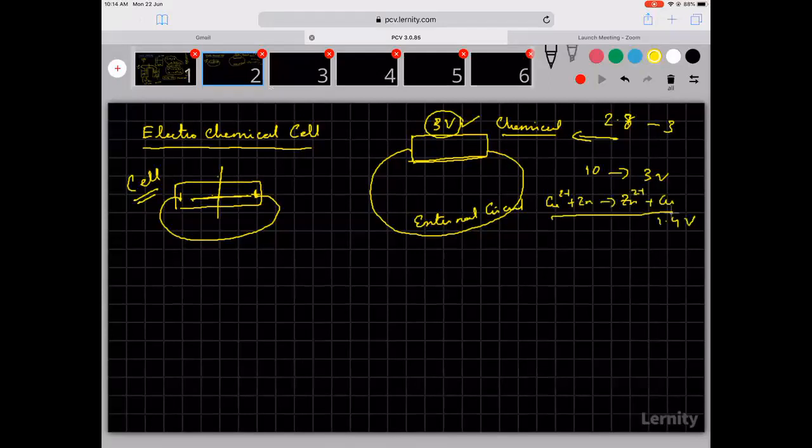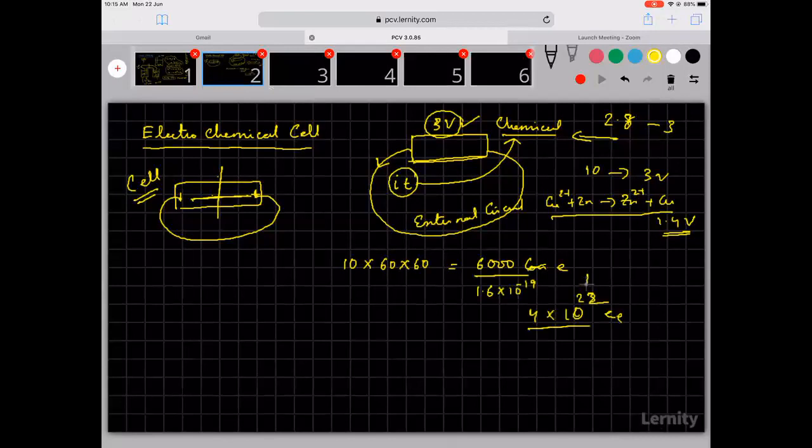So if I have a battery which will last 10 ampere hours, that means there is enough chemical for that battery to give 10 amperes of current for 1 hour. That means 10 ampere into 60 minutes into 60 seconds. That means there is so much charge moving, that is 36,000 coulombs. And 36,000 coulombs divided by 1.6 into 10 power minus 19 gives the number of electrons. I'm just showing you some calculation. So this will become approximately 4 into 10 power 22 electrons going from one side. That means if you have a little less than 1 mole of the substance, this is happening. So I can do calculations and make sure that I have a battery with the required chemical which will last the amount of time that you want.